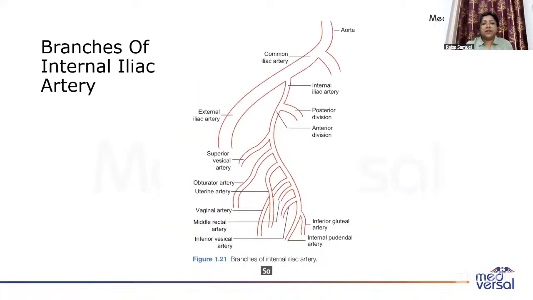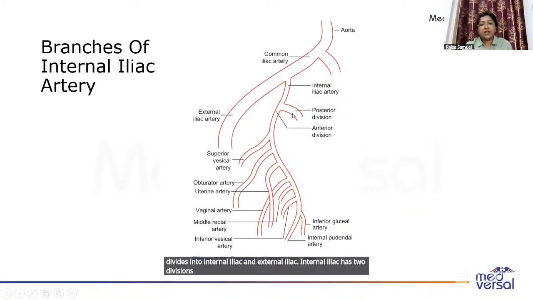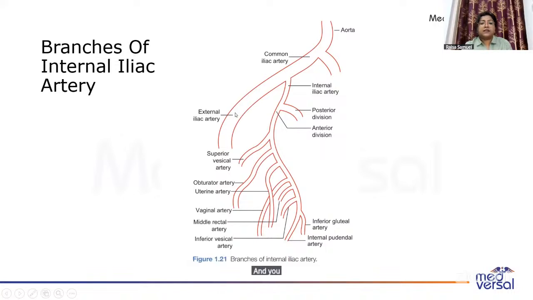So branches of the internal iliac: aorta, common iliac, divides into internal iliac and external iliac. Internal iliac has two divisions, anterior division and posterior division. The anterior division has branches, that is superior vesical artery, obturator artery, uterine artery, middle vaginal artery, middle rectal artery, inferior vesical artery, inferior gluteal artery, and internal pudendal artery. And you can see the external iliac artery. So internal iliac artery branches is an important question.